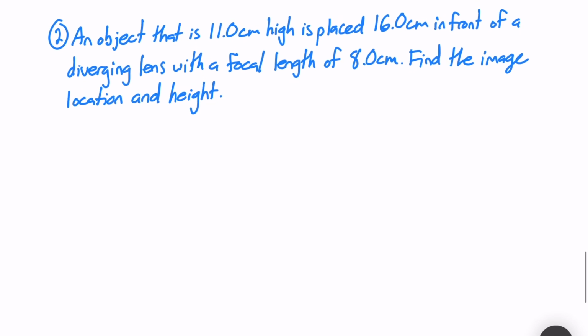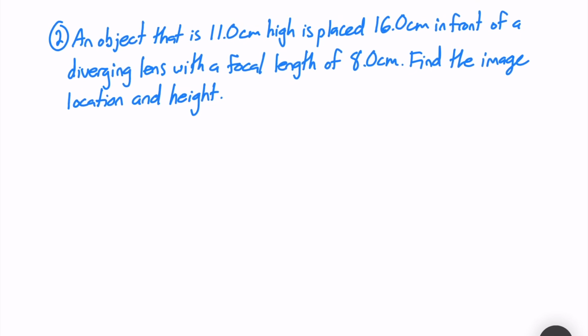Example 2 says an object that is 11 centimeters high is placed 16 centimeters in front of a diverging lens with a focal length of 8 centimeters. Find the image location and height once again. So we have an object that is 11.0 centimeters high. So our height of object is given, 11.0 centimeters. And we also have our do, given to us, and it's 16.0 centimeters. And we have a diverging lens here, folks.